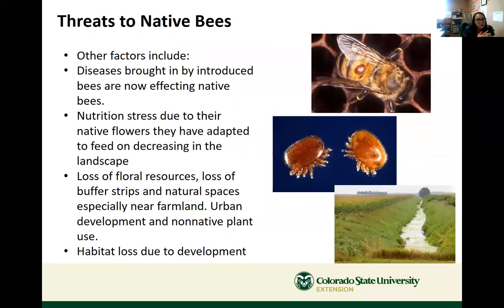There are, of course, a lot of other factors. There are diseases that have been brought in by introduced bees that are not native, that are now starting to affect native bees. There is nutrition stress going on due to native flowers decreasing, people choosing to plant non-native landscapes, and that kind of decreases the plants that they can forage on. Loss of buffer strips and natural spaces, especially near farmland, when we don't have those natural areas, there's really nothing for them to forage on. Obviously, urban development and just habitat loss. These are some of the big threats that native bees are facing.